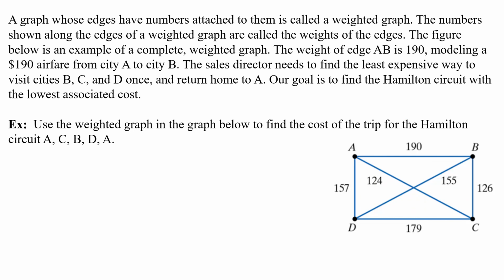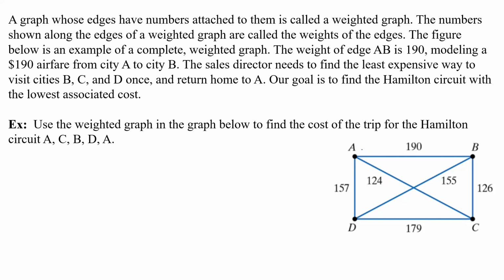Now, the sales director needs to find the least expensive way to visit cities B, C, and D once, and then return home to A. Our goal is to find the Hamilton circuit with the lowest associated cost. So what we're going to do is use the weighted graph in the figure below to find the cost of the trip for the Hamilton circuit A, C, B, D, A. So we're going to go this way.